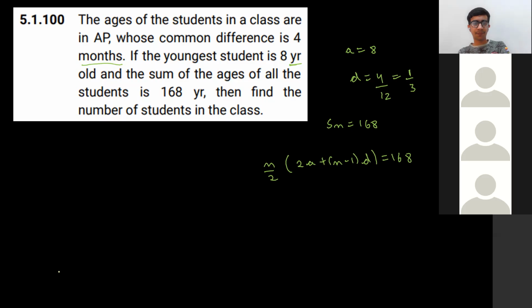Okay. Any doubts in this question, guys? The most important part was you have to change the common difference from months to years, or rather change the first term from years to months. Okay. So it's better if you convert the common difference only, because if you convert years to months, you'll have to do two conversions. Right?